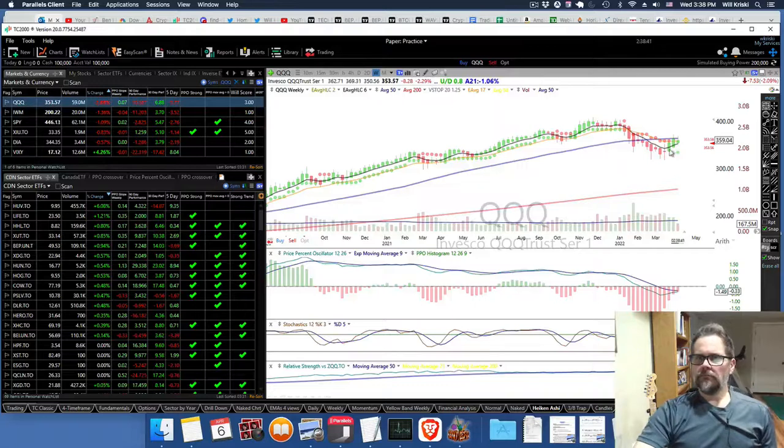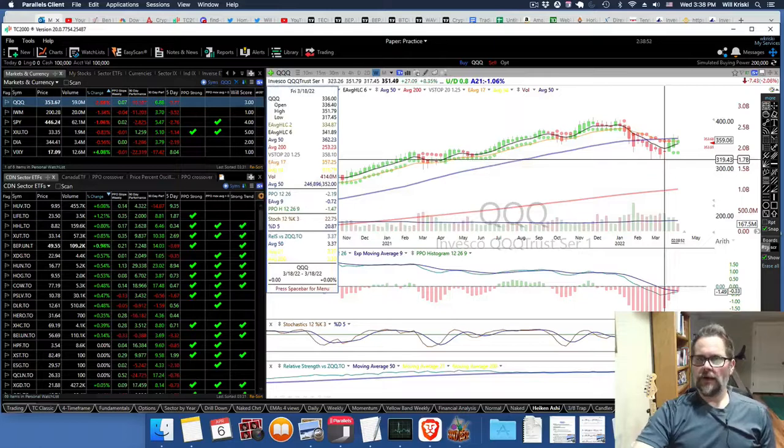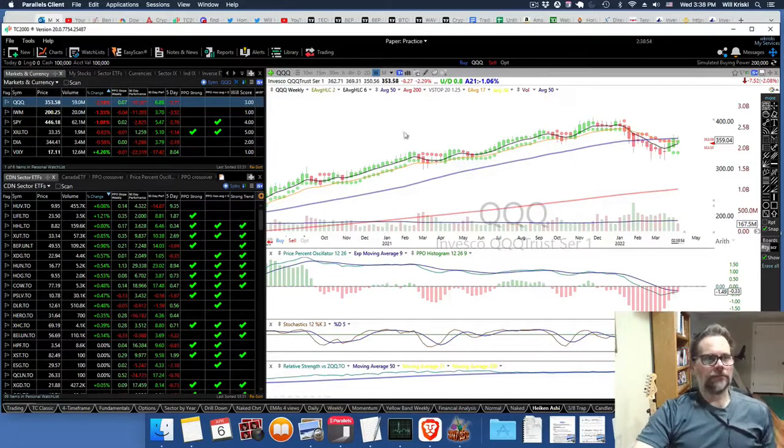But if you do buy here, when you see these green candles, you probably want to use either the volatility stop, or more specific to price action, the low of the price of the candles.